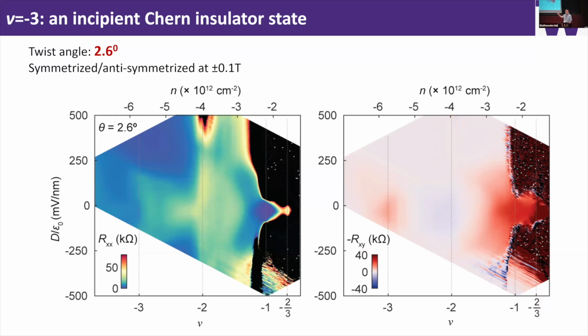But the Rxy is not quantized in this case. So it means that it's not a quantized anomalous Hall state, but it suggests it could be. So I can show you a bit more evidence.